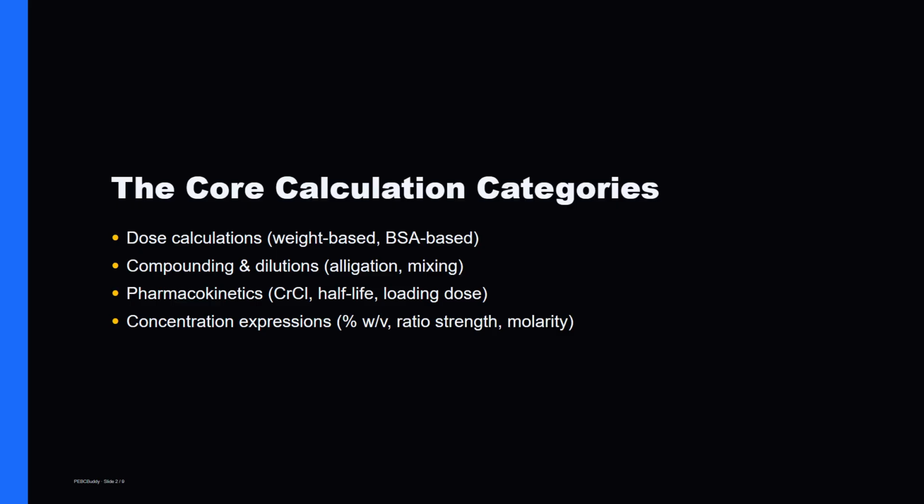Before you can practice effectively, you need a map. Calculations on the EE generally fall into 4 buckets. First, dose calculations. Think mg per kg, pediatric dosing, BSA-based regimens. Second, compounding and dilutions: alligation, serial dilutions, mixing 2 concentrations together. Third, pharmacokinetics: creatinine clearance using Cockcroft-Gault, half-life, loading and maintenance doses. And fourth, concentration expressions: percent weight in volume, ratio strengths, molarity, and osmolarity.